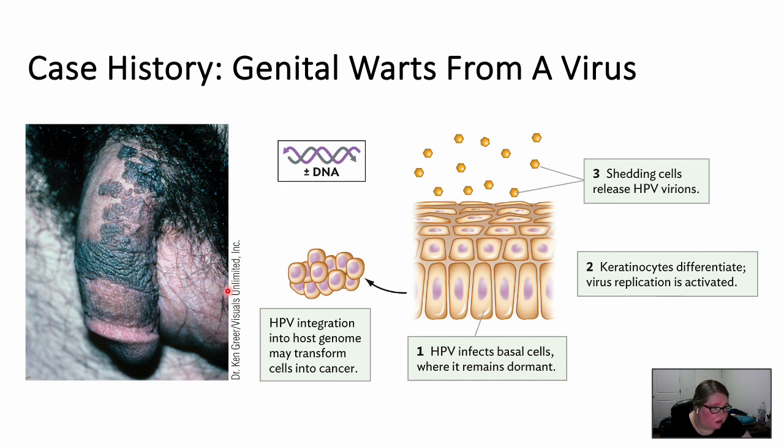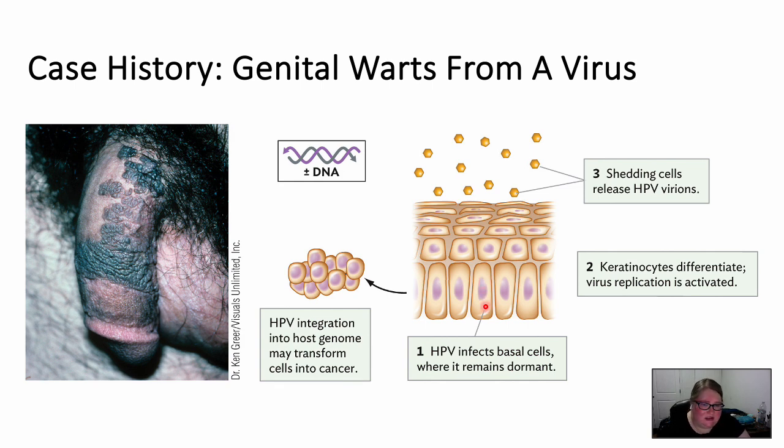Okay, so if we look here closely, you can see these dark raised spots on the shaft of the penis. This is the HPV. The virus can affect the epidermal cell layer and can go down to the basal cell layer where it can lay dormant. The thing with HPV is it can integrate itself into the host genome.